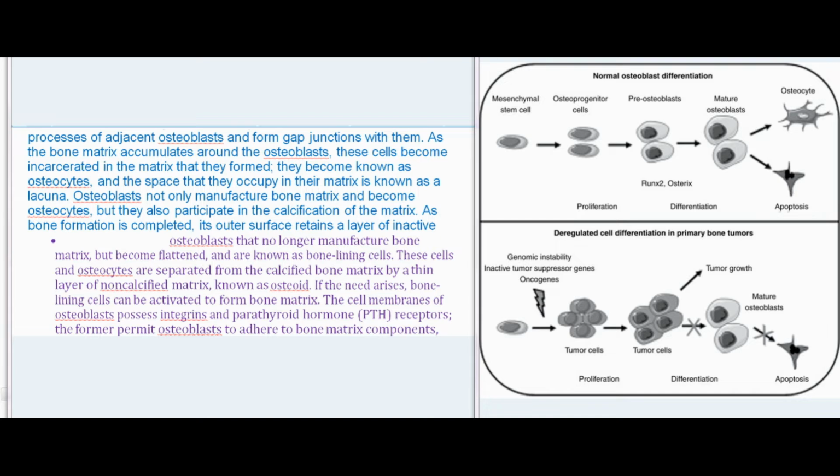Osteoblasts not only manufacture bone matrix and become osteocytes, but they also participate in the calcification of the matrix. As bone formation is completed, its outer surface retains a layer of inactive osteoblasts that no longer manufacture bone matrix, but become flattened, and are known as bone lining cells. These cells and osteocytes are separated from the calcified bone matrix by a thin layer of non-calcified matrix, known as osteoid. If the need arises, bone lining cells can be activated to form bone matrix.